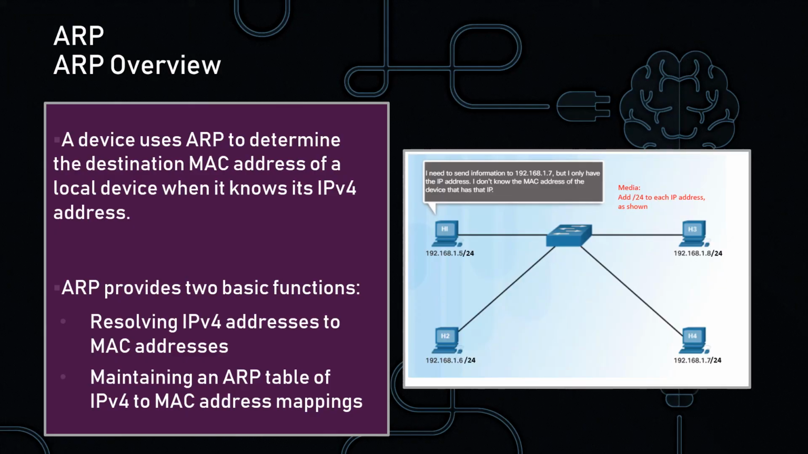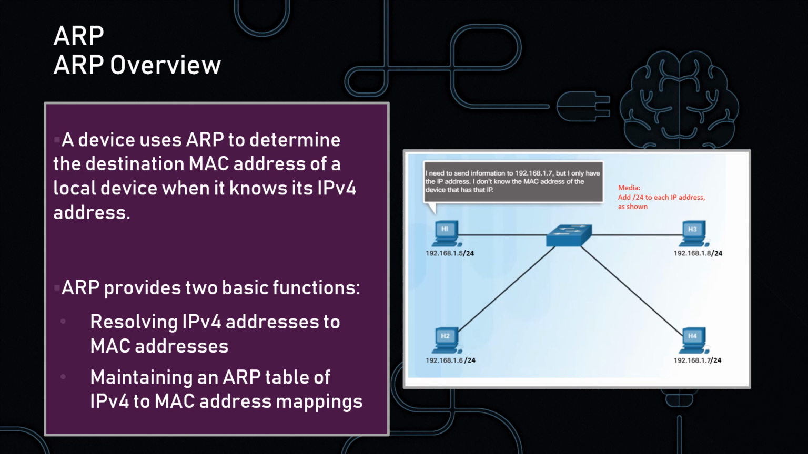Now let's step into talking about ARP. ARP, or Address Resolution Protocol, is used to determine the destination MAC address of a local device when it knows its IPv4 address. There are two functions here. IPv4 is resolved to MAC, and we can maintain a table of these mappings.